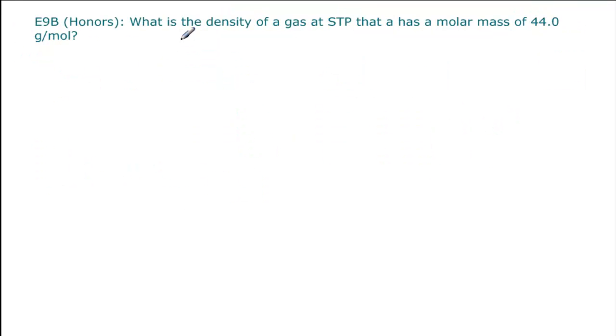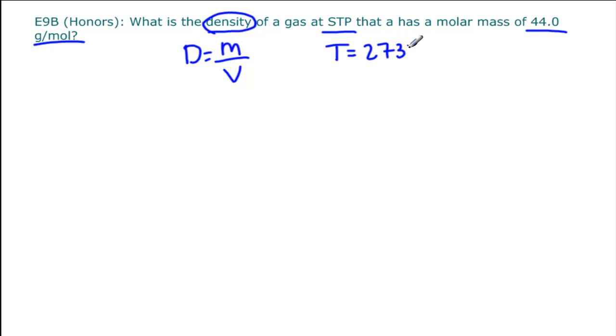Alright, next example. What is the density of a gas at STP that has a molar mass of 44.0 grams per mole? Density is mass divided by volume, and that formula is on your reference packet on page 3. STP, standard temperature is 273 Kelvin. Standard pressure we get to pick because they don't tell us one way or the other. I'm going to pick 1 atm because I like using ones in my math. Now 44.0 grams per mole is our molar mass.